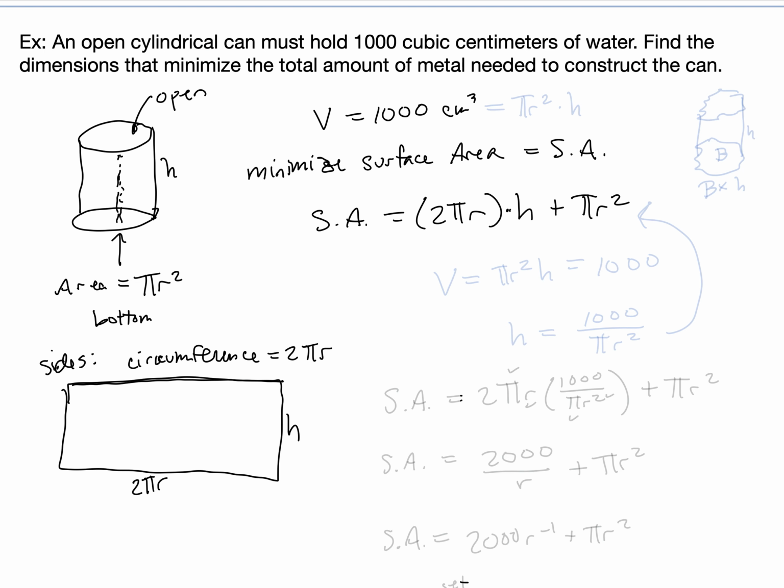So we're trying to minimize that, but right now we've got two variables, r and h, and we want just one. So let's use the fact that the volume is 1,000 centimeters cubed, and think about the volume of this cylinder. The volume is the area of the base, pi r squared, times the height. Anytime you have a solid with a constant base, the volume is just the area of the base times the height of the solid.